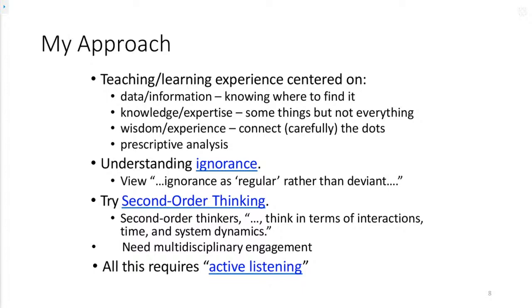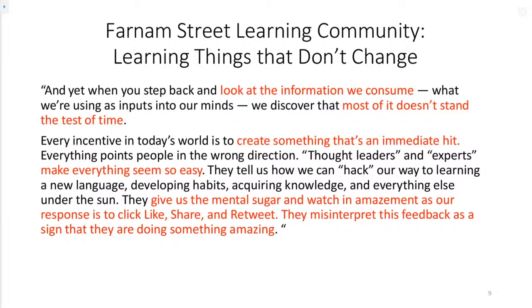My approach to this as both a teacher and a learner is yes, data and information are important. We need to know where to find it, but we also need to know how to integrate knowledge, wisdom, and expertise that comes from different disciplines into a more prescriptive analysis. Second thing, ignorance isn't a bad thing. It's regular behavior. It's not deviant behavior. We need to know where we're ignorant if we're going to be doing good analysis. And we also need to do a much better job of second-order thinking. This is Munger's point. Think of interactions of time and systems development, and that's where the multidisciplinary approach comes forward.